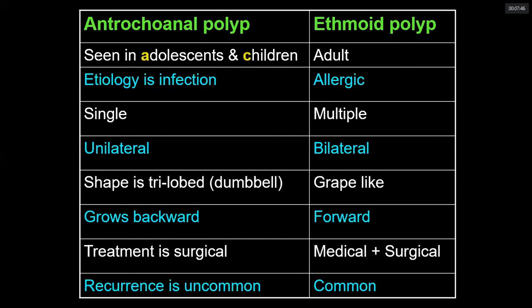You can also give decongestants, systemic, or you can give local decongestant, like oxymetazoline nasal drops. And if all of that doesn't help, then we can do the surgery. We can trim the inferior turbinate.